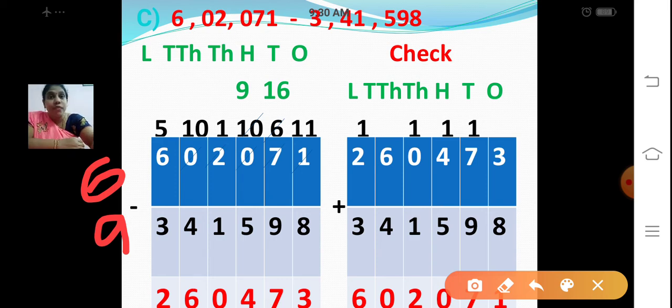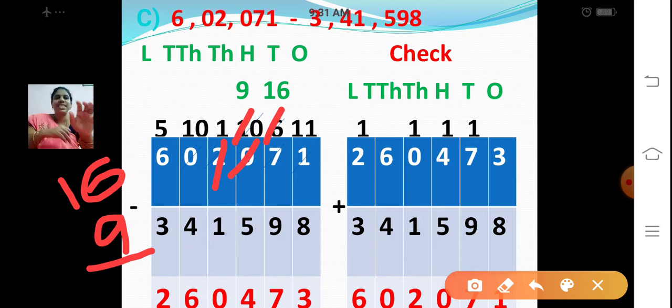So now I am borrowing it from the thousands place. So my thousands place will become 1. My hundreds place will become 10. Now from this 10 I am going to give one more to the tens place. So my hundreds place will become 9 and my tens place will become 16. 100 means 10 tens plus 6 tens. So 16 tens minus 9 tens. 16 minus 9. Start from number 9, count forward till you reach 16: after 9, 10, 11, 12, 13, 14, 15, 16. 7 tens.